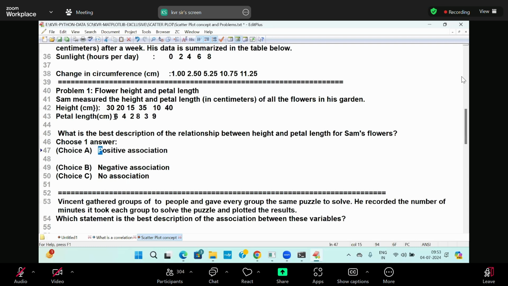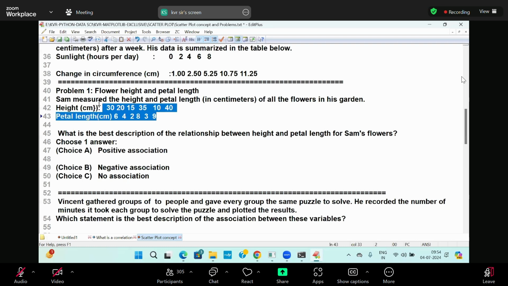You try to understand. 30 means what? 6. And 35 means what? 8. 20 means what? 4. Like that, if you start taking ascending order of the height, definitely petal length will be more or not. That is nothing but which association? Positive association. So by keeping this data, one can decide it. I think you are going to get it.